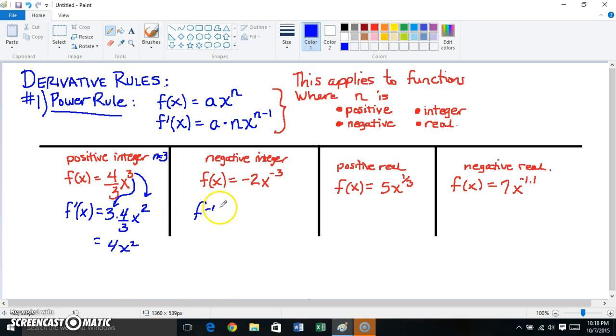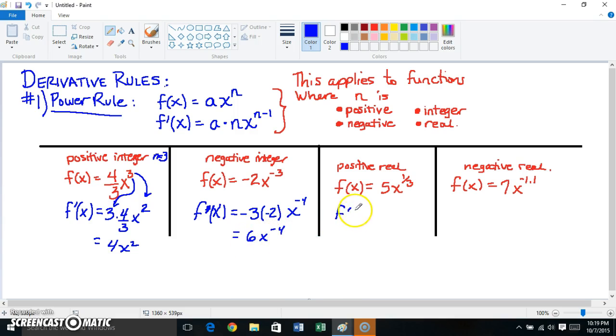Okay, we could use a negative exponent. The derivative of f of x equals negative 2x to the negative 3 would be negative 3 times negative 2 x to the, reduce the power by 1, negative 4. So that would be 6x to the negative 4.